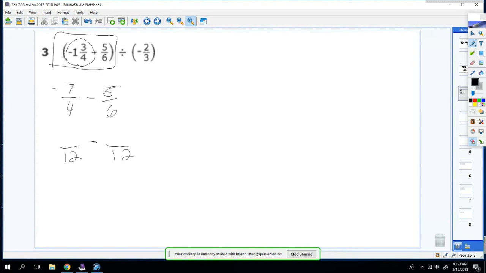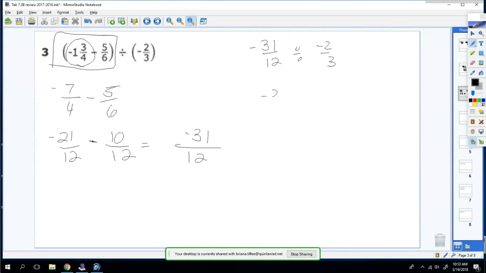So 4 gets to a 12 by multiplying by 3. So you can do 7 times 3, which is 21. 6 goes to 12 by multiplying by 2. So you're going to do 5 times 2, which is 10. The bottom stays the same. Negative 21 minus 10 is negative 31. Okay? So now you're going to do negative 31 over 12 divided by negative 2/3.